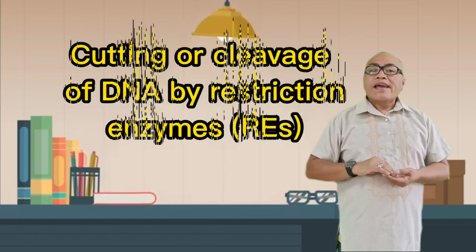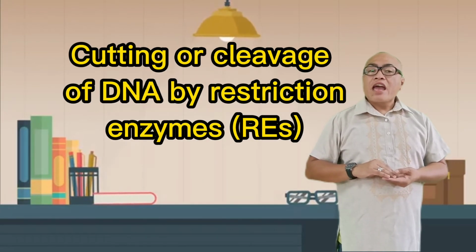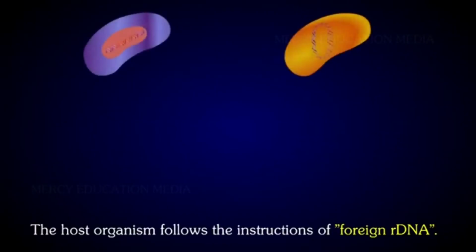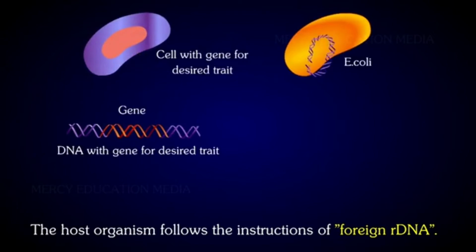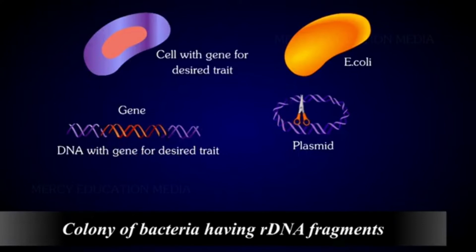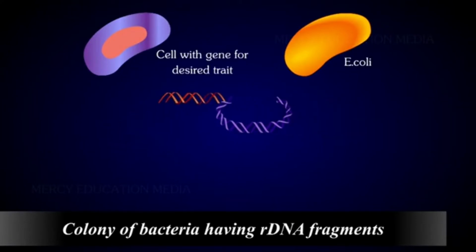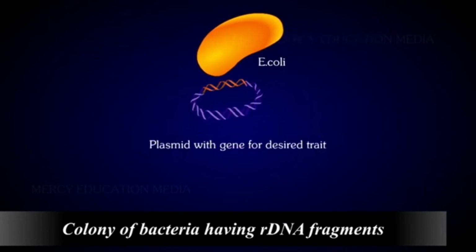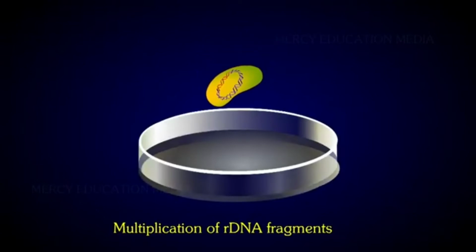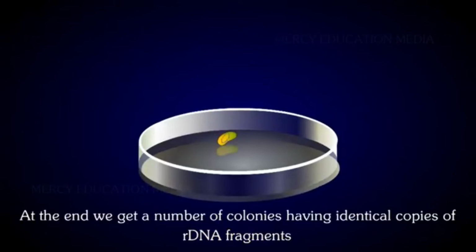Number 2. Cutting or cleavage of DNA by restriction enzymes or REs. It is put this way. The donor DNA and plasmid DNA are cut using enzymes called restriction enzymes. Restriction enzymes recognize a specific sequence of bases. It acts as a molecular scissor to cut the DNA strand within the recognition sequence. The donor DNA and plasmid DNA are cut using the same restriction enzymes.